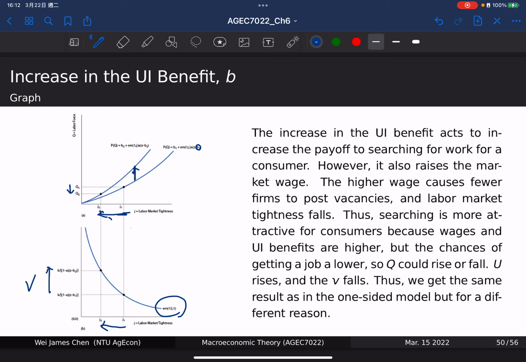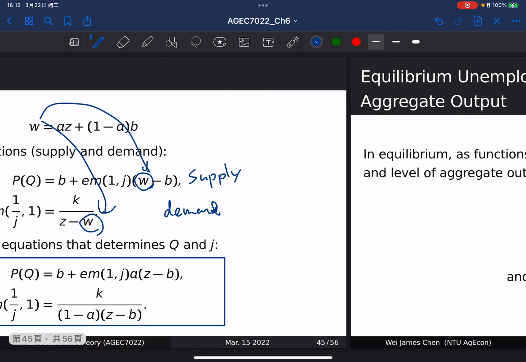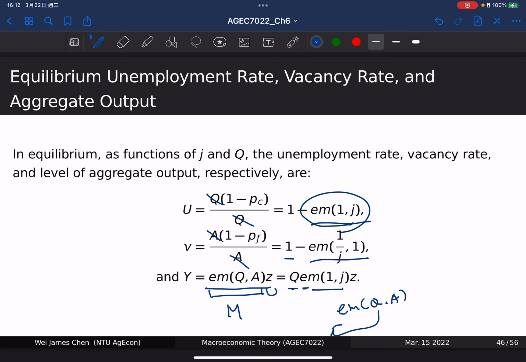Okay. And remember, the U and the V are E^(M-1)(J) and E^(M-1)(J)/J, 1 minus that. So it is independent of Q and A. So after you get the J, you can already decide this.